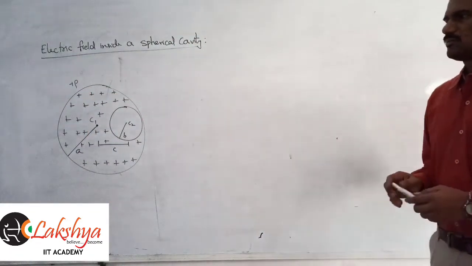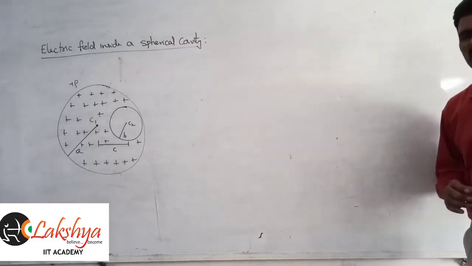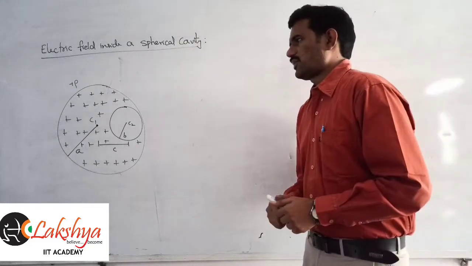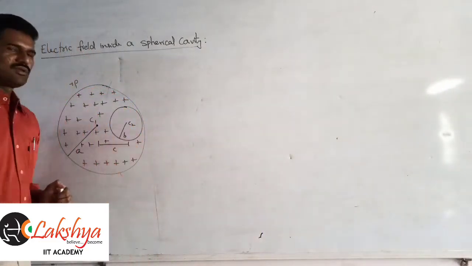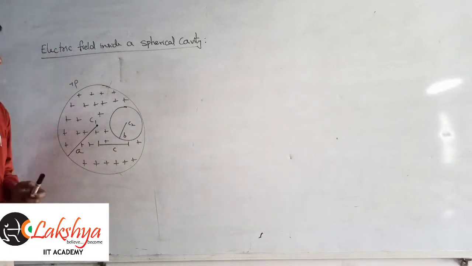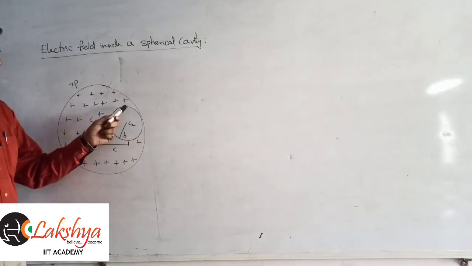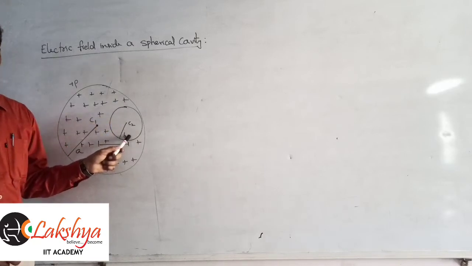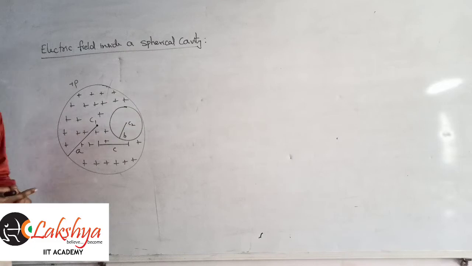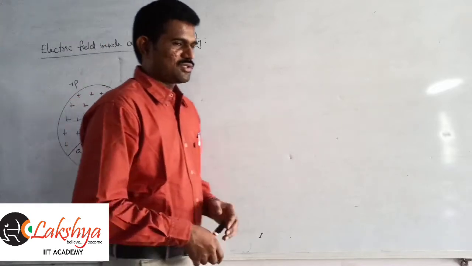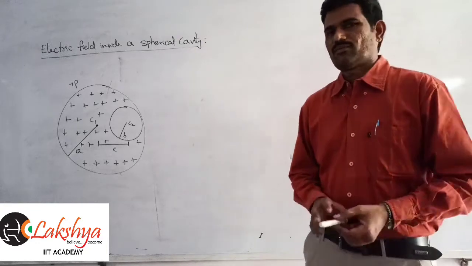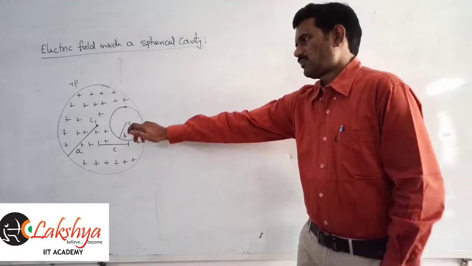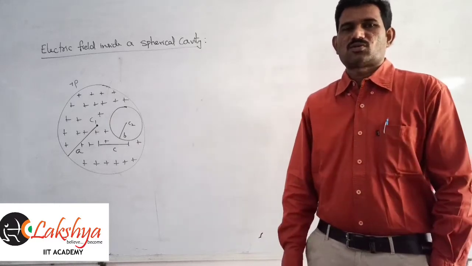Consider a sphere of radius A having uniform charge density rho. A spherical cavity of radius B is made inside it such that the distance of the center of the cavity from the center of the sphere is C.